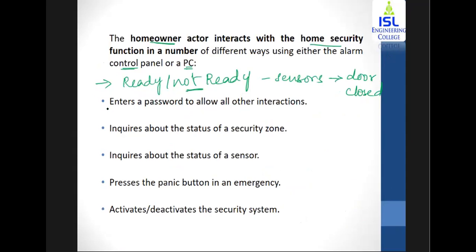Now the homeowner is going to make use of the keypad that is present on the system to enter the password to allow all other interaction. That is, if he wants to activate a few sensors, he can do that. So he's going to check the password.